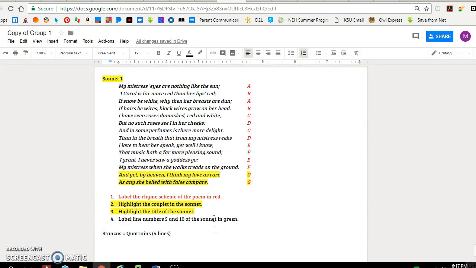Okay. Now, the last task is to label the line numbers 5 and 10 of the sonnet in green. So what I'm going to do is I'm going to count down from line 1, 2, 3, 4, 5. Here we go. So this is going to be in green. Then I'm going to label 10, so we'll start at 5, 6, 7, 8, 9, 10 in green.